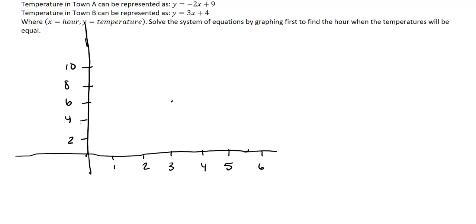Let's go ahead and graph town A first. So we have y equals negative 2x plus 9. So our b-intercept is our 9. So let's just go ahead and draw a point right there. Then we need to plot the next point. So we're going to look at this negative 2x. So that means we're going to go down 2 over 1, because we have a negative slope. It's going to go down from left to right.